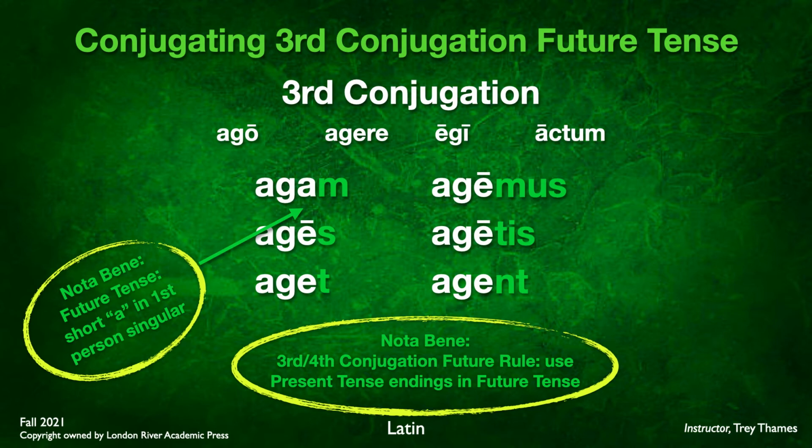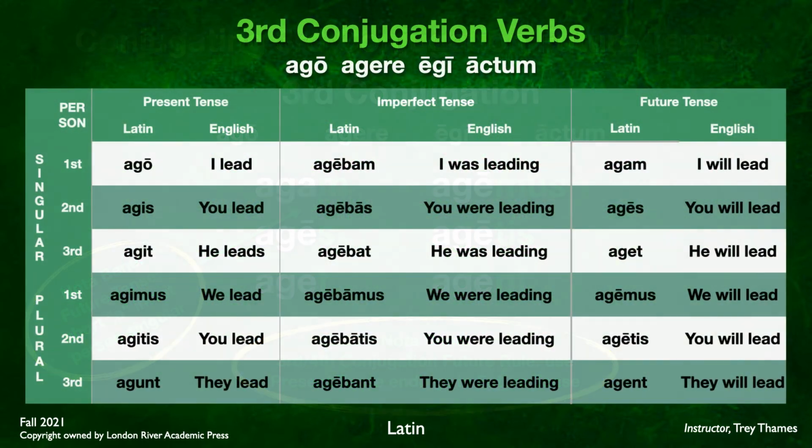So let's take a look at this in the big picture. Here is the present system: present tense, imperfect tense, and future tense. And the reason why we call this the present system is all three of these are formed from the second principal part. And this is different than the perfect, pluperfect, and future perfect, which will come from the third principal part. And then we'll call that system the perfect system, but we'll get to that later. So all three of these make up the present system.